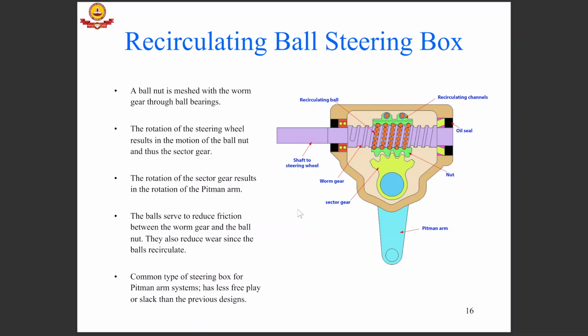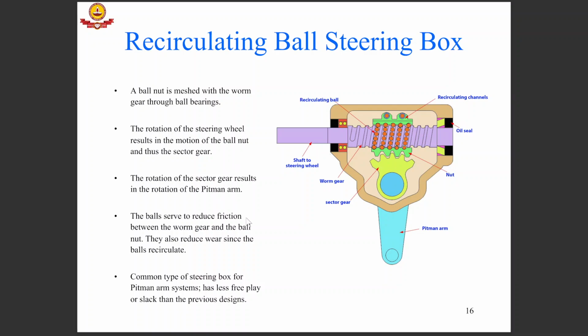Then there is recirculating ball steering. Okay, so here we have the pitman arm, which is connected again to the sector gear, which is connected to a nut, and this nut is driven by these recirculating balls, which connect to the steering shaft. So here a ball nut is meshed with the worm gear through ball bearings, and the rotation of the steering wheel would result in motion of the ball nut and the sector gear.